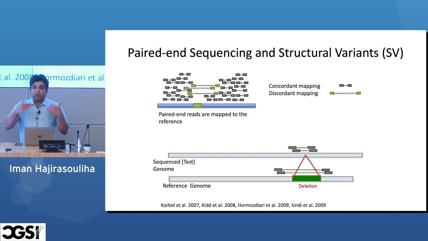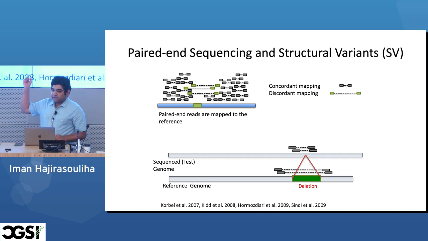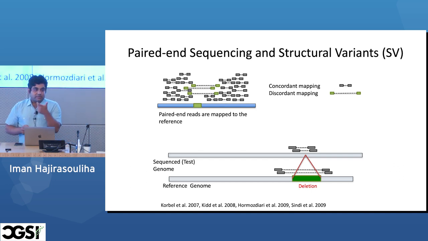You would align all your short reads back to the reference genome and look for these discordances in the mappings. For example, this green read that I'm highlighting here. You expect a certain distance between the ends, but when you map to the reference genome, you see a larger distance. And that can indicate a large deletion.